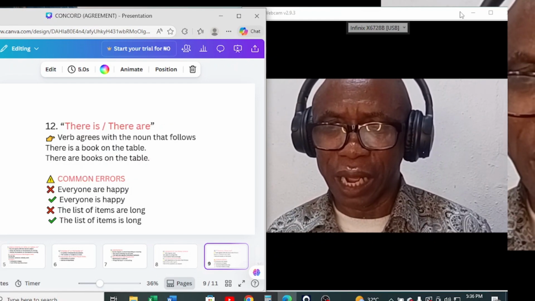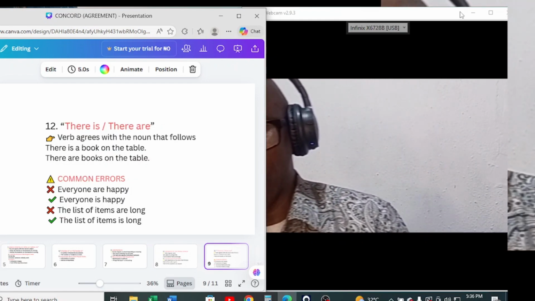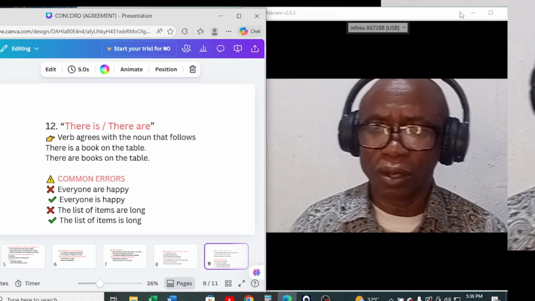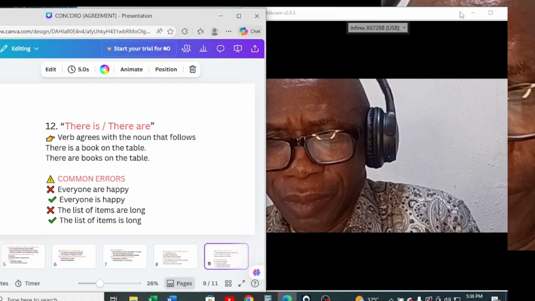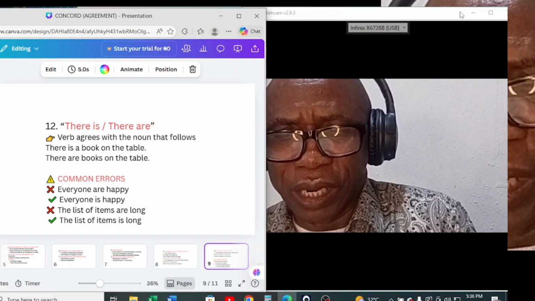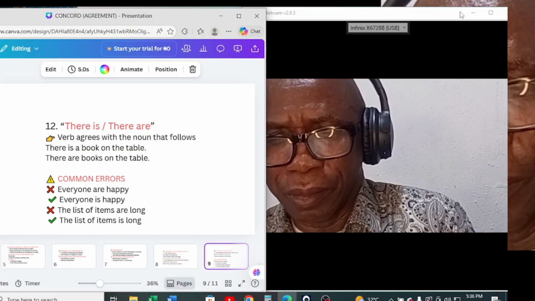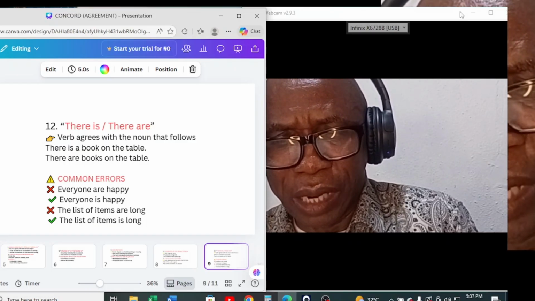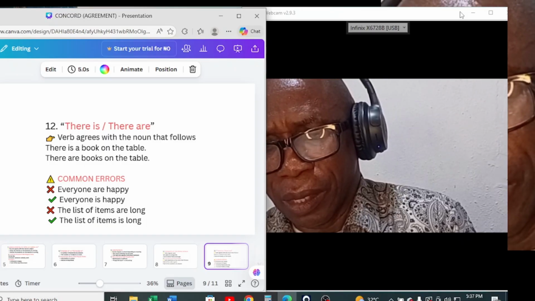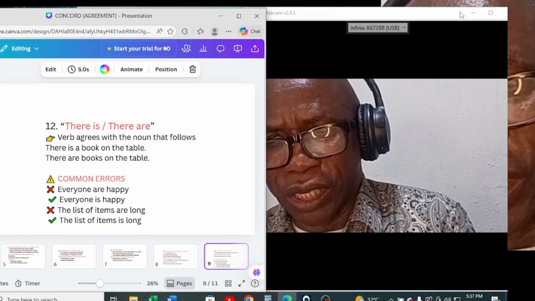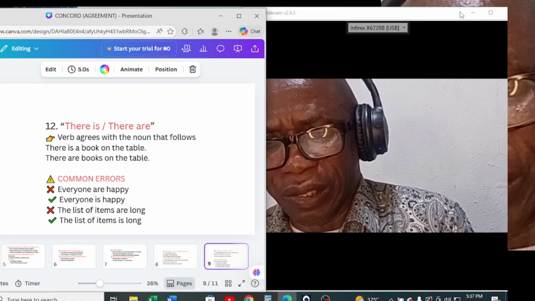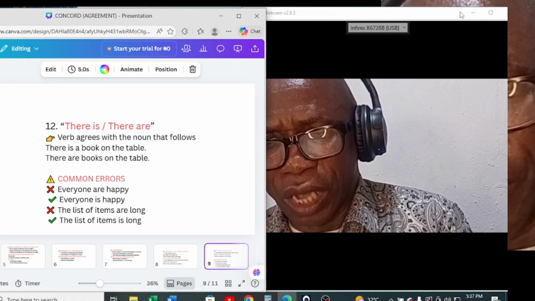Now let's look at the last one, which is number 12. There is or there are. Verb agrees with the noun that follows the verb. Look at this example. There is a book on the table.